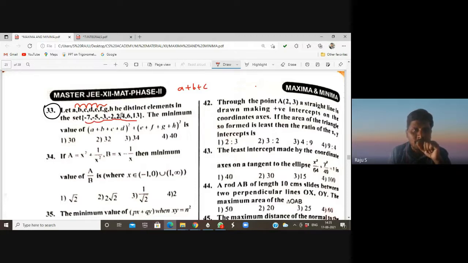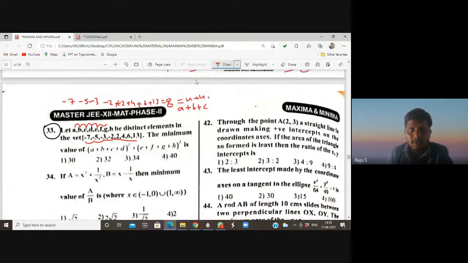-7, -5, -3, -2, +2, +4, +6, +13. Adding all the values: -7, -1, -2, +4, this is equal to 8. Is that right? Shall I write 8 as 4 plus 4? Students, shall I write 8 as 4 plus 4? This value is 4, this value is 4.